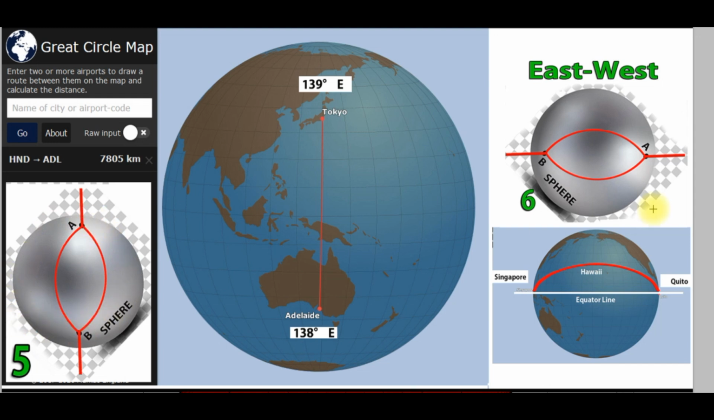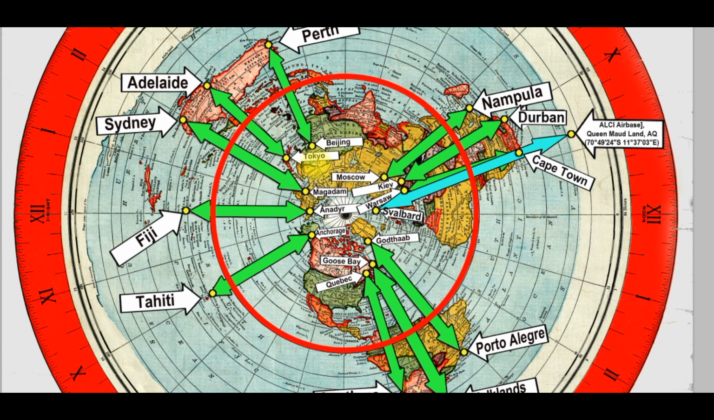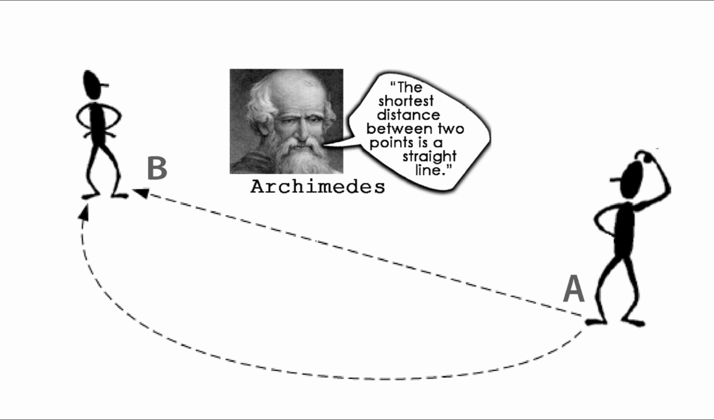This is the same sphere. You see the shade here, I just changed sides and it hasn't changed. You can see here that the rule applies when flying from Singapore to Quito, but it won't apply going from Tokyo to Adelaide because Earth is not a sphere. Tokyo to Adelaide, Australia, it flies straight. Always remember this: the shortest distance between 2 points is a straight line.